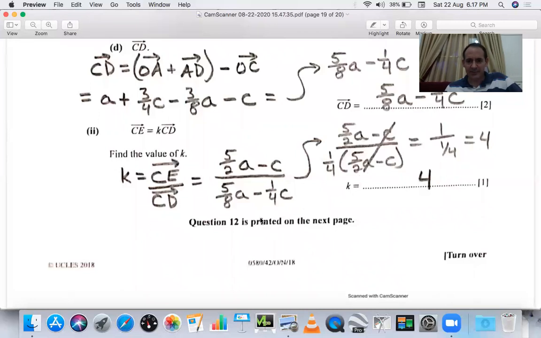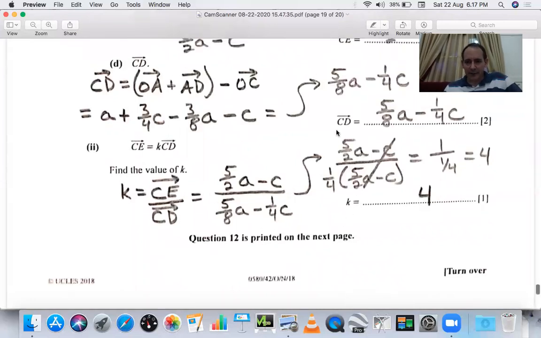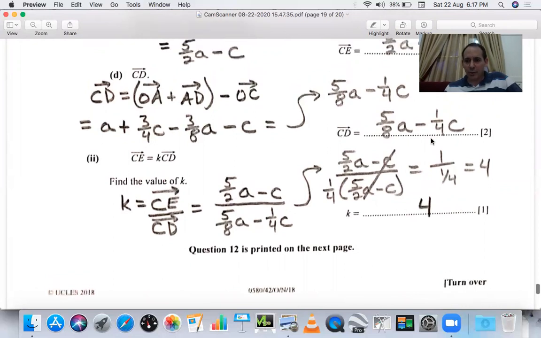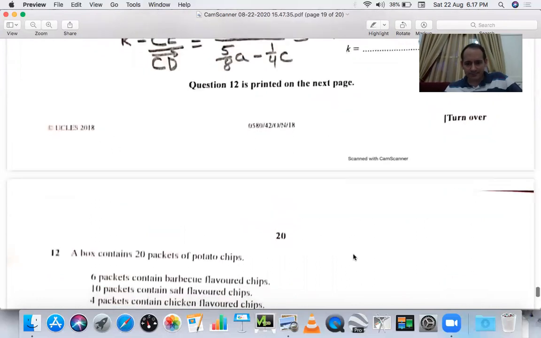I'll give you 5/2. So 5/8 divided by 1/4 is 5/2. Now this top one, I should have put in parentheses, is the same as the bottom one, so it cancels, leaving you 1 divided by 1/4. Invert and multiply leaves you 4. So the value of K is 4.